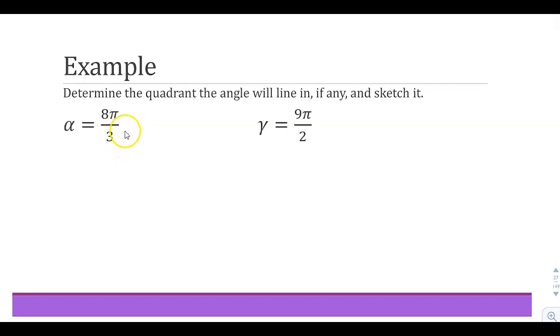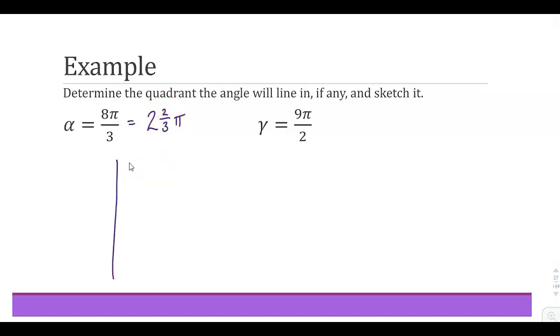So now we look at angle alpha, 8 pi over 3. And hopefully we can recognize this is more than 1 complete revolution. 8 over 3 is greater than 2. So in fact, I'm going to think about this as an improper fraction. So this is the same as 2 and 2/3 pi. So I'm going to go around 1 complete revolution, that's 2 pi, and then I'm going to go a little further, I'm going to go 2/3 of the way.